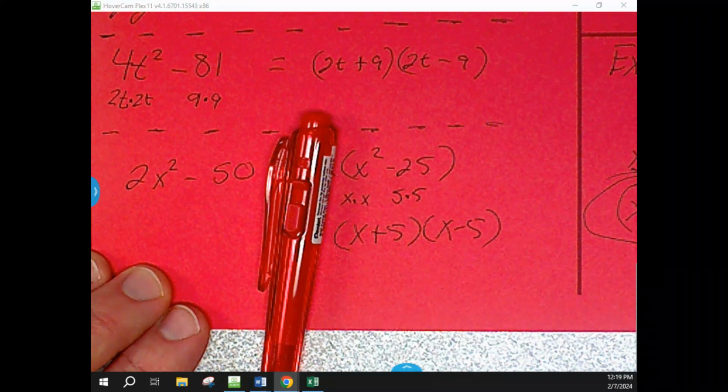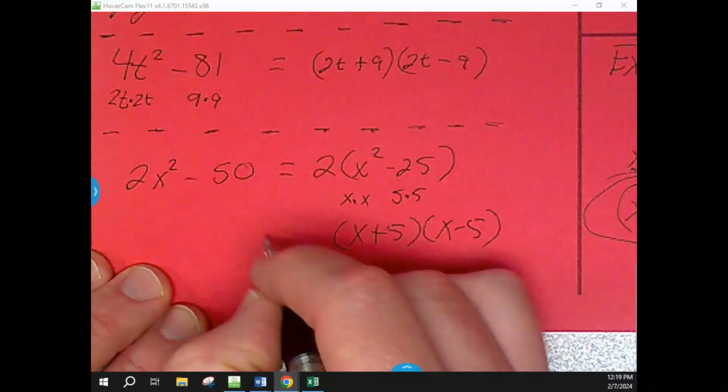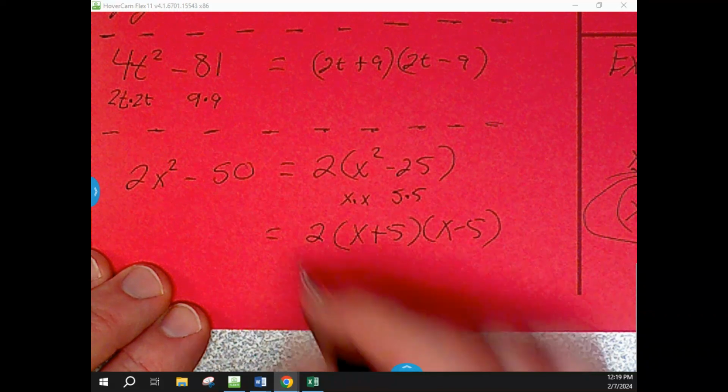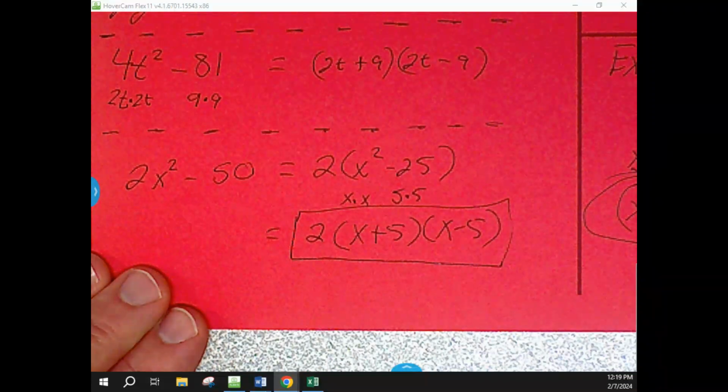And somebody says, what about the 2 that's out there? That 2 that was hanging out outside the parentheses, you still just let it hang out outside the parentheses there. Wait, so what happens if it's a positive number?